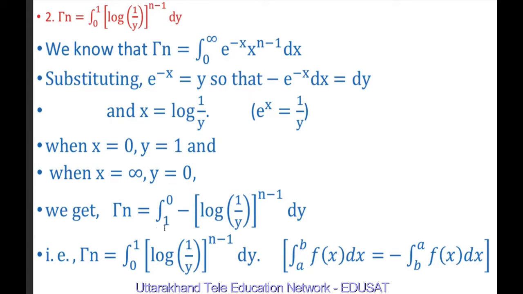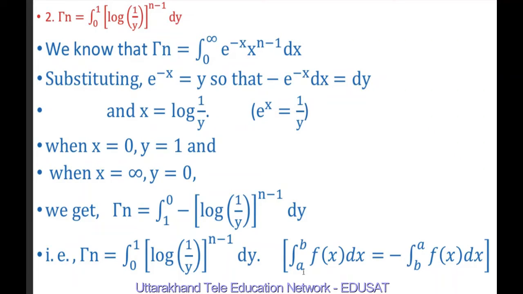Therefore gamma n is equal to integral from 1 to 0 of minus... we have proved that e raised to power minus x dx is equal to minus dy, because minus e raised to power minus x equal to dy. So if we shift minus to this side, e raised to power minus x dx equal to minus dy. Now here x raised to power n minus 1, where x is equal to log 1 upon y, so log 1 upon y whole raised to power n minus 1 dy.